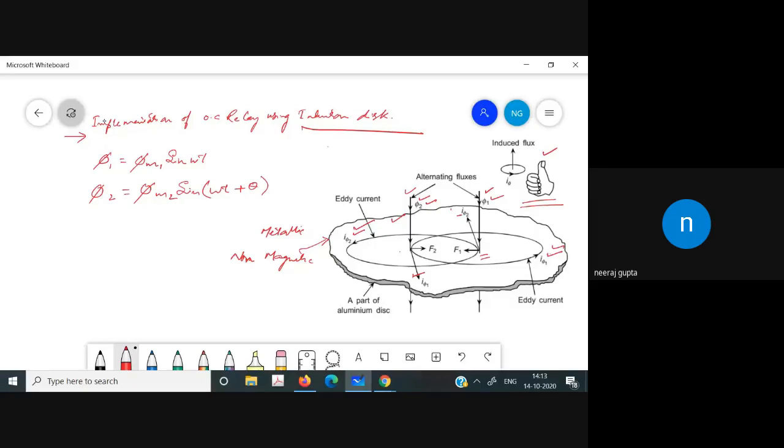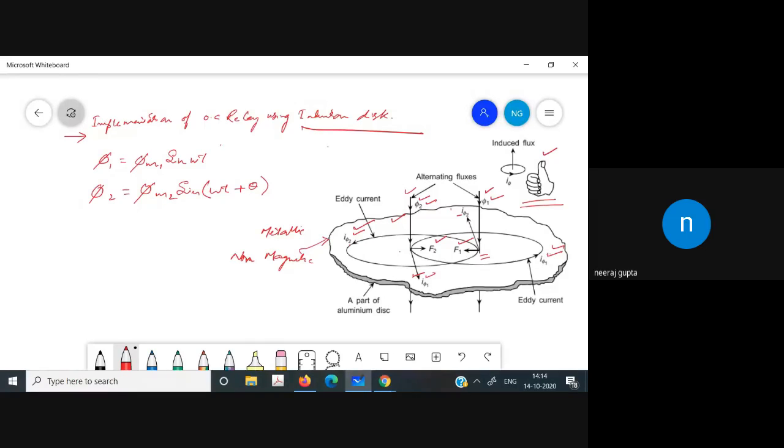Now, from Fleming's left-hand rule, you can find out that the force is acting in this direction for the interaction of the flux phi1 and current I phi2, and from the interaction of flux phi2 and I phi1, we are getting the force F2. So we have the force F1 due to the interaction of phi1 and I phi2, and due to the interaction of phi2 and I phi1, we are getting the force F2. So the force is produced in that very case.